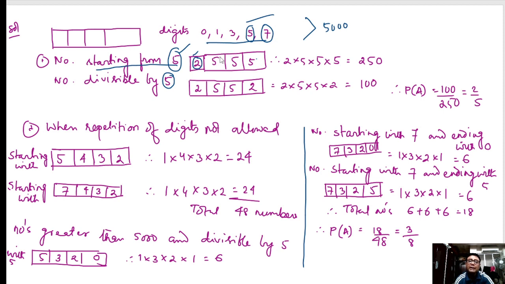So here I can put any one of the 5 digits, because they are telling repetition is allowed. In the third column, I can put any one of the 5 digits because repetition is allowed. And in the fourth, I can put any one of the 5 digits. Repetition is allowed. So total numbers greater than 5000, how many can I make? 2 options into 5 options into 5 options into 5 options. 250 numbers can be greater than 5000. But I need how many numbers are divisible by 5.